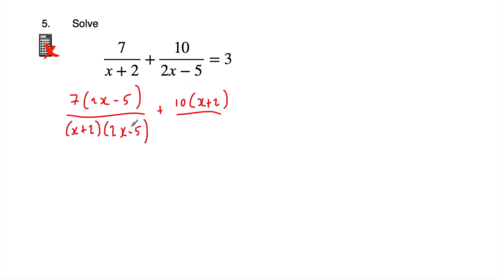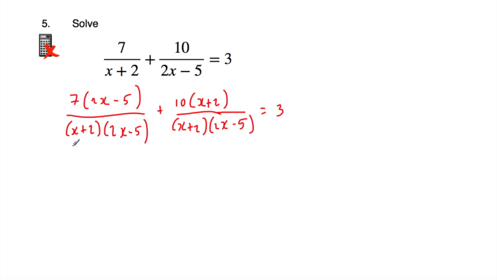But we wrote them this way around for this fraction, so let's write them the same way around. So x plus 2, and then in brackets, 2x minus 5. And then that all equals 3. Okay, so we've now got two fractions with the same denominators. Let's expand the brackets to find out what the numerators would be.